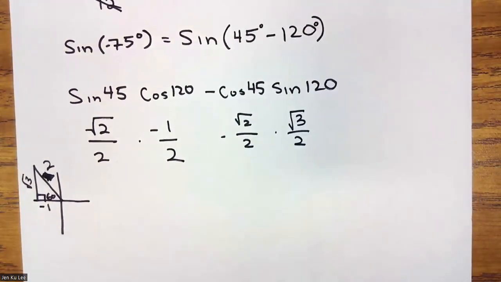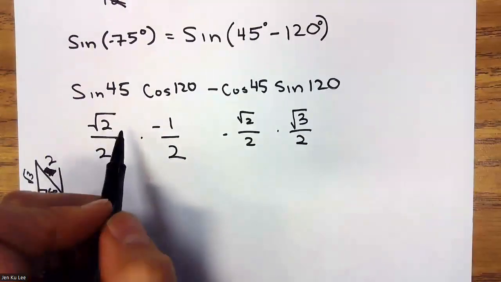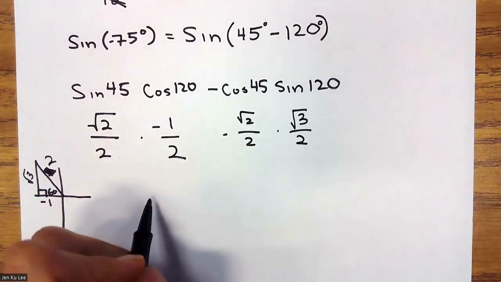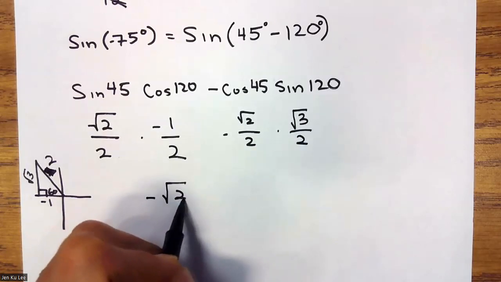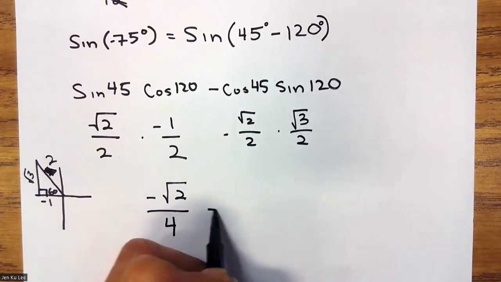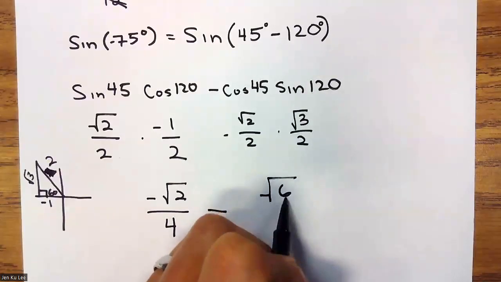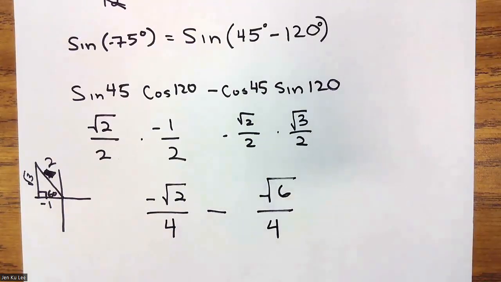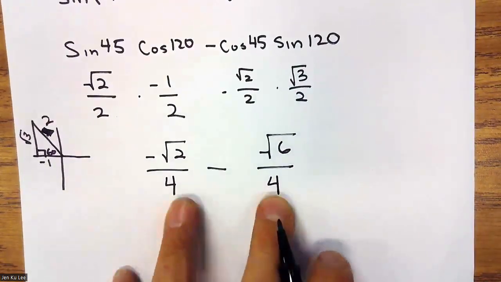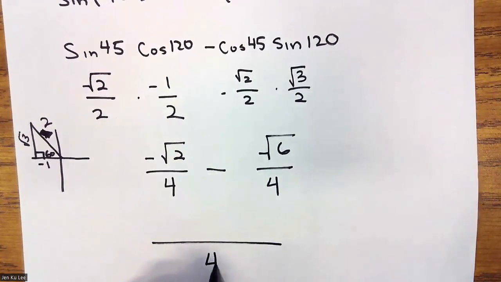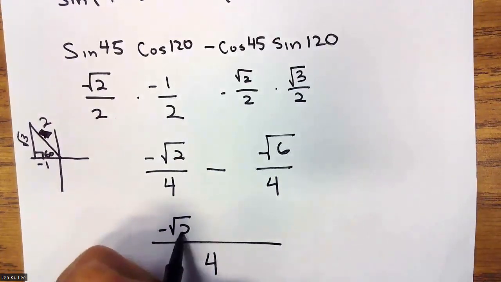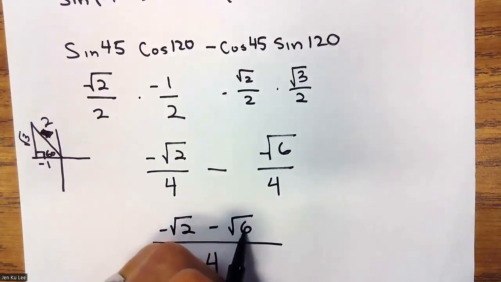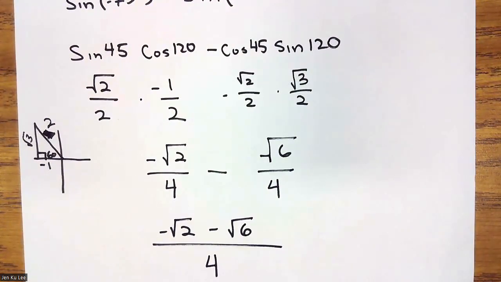Okay? So doing this math, just multiplying it across, we get negative square root of 2 over 4 minus square root of 6 over 4. Since we have the same denominator, I'm just going to put it all under 4: negative square root of 2 minus square root of 6, over 4.